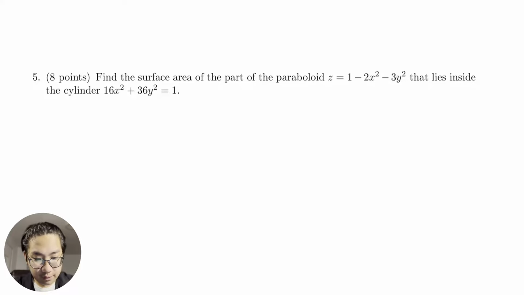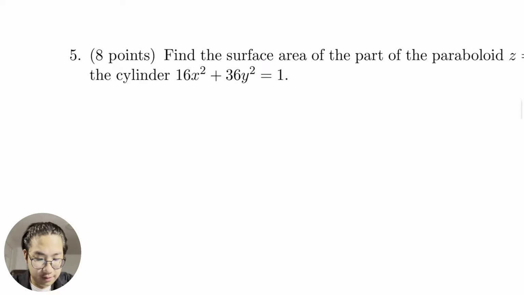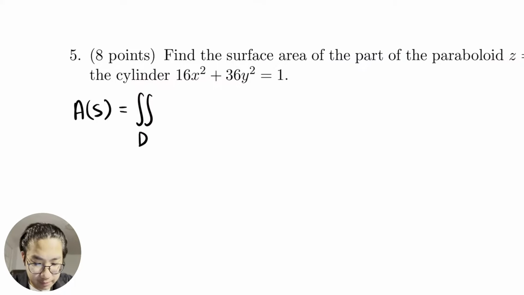Question 5. We want to find the surface area of the part of the paraboloid z is equal to 1 minus 2x squared minus 3y squared that lies inside this cylinder right over here. So first I'll write out the formula for surface area. So we usually write it as A of S, where S obviously is the surface, and this is equal to the double integral over the region D of the square root of 1 plus, I believe we use partial z.